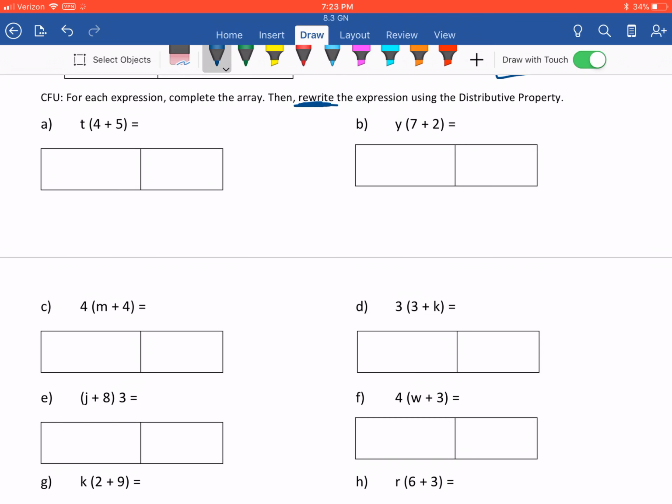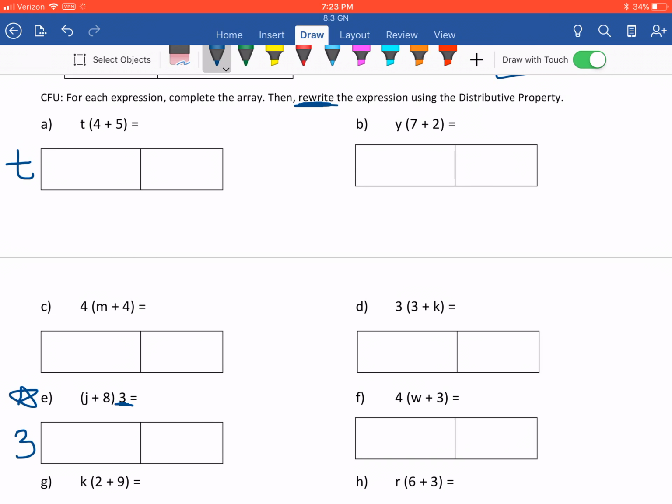So starting off, on the outside, I should have the letter T, because it's on the outside of the parentheses. Notice down here on another problem, like here on E, the 3 is still outside the parentheses, so the 3 is going to go on the outside for this problem too. It doesn't matter if it's on the left side or the right side, whichever one's on the outside of the parentheses is what goes on the side.